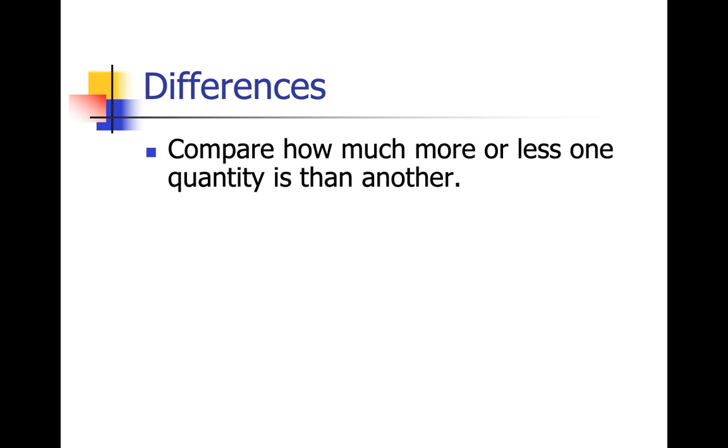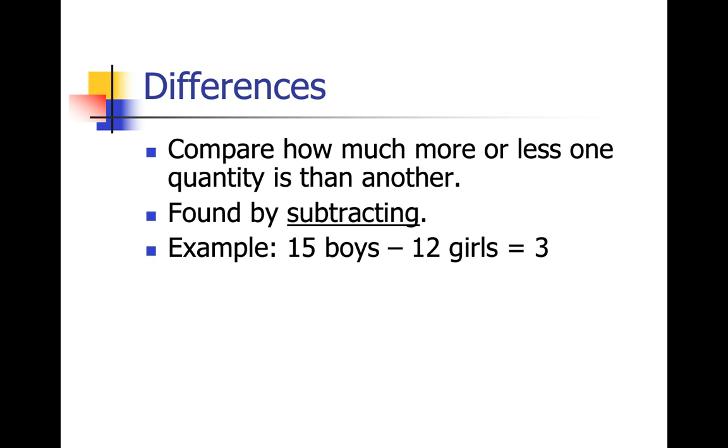Differences. Remember, when we talk about differences, we're talking about subtraction, okay? You're comparing how much more or less one quantity is than another. We find this again by subtracting. For example, if I ask what the difference is between the number of boys versus girls, you're going to tell me that the difference is 3 because there's 3 more boys than girls. And that's exactly what you would say if I asked you, what is the difference between the amount of boys versus girls, or the number of boys versus girls?